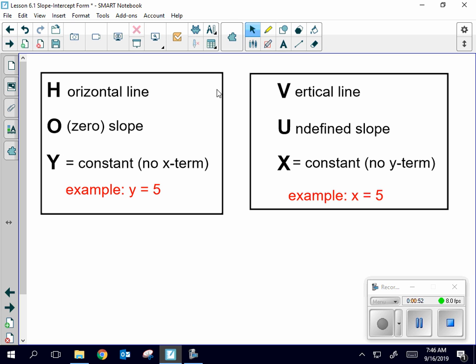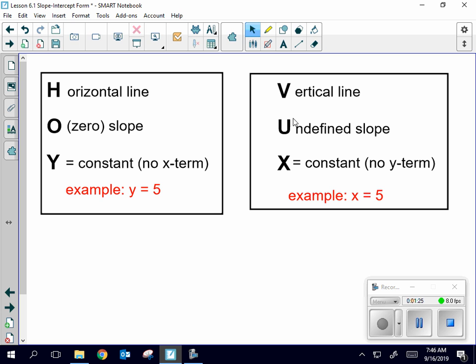HOY and VUX are just some acronyms to help us remember these things. And I have it on my wall. Miss Cahill might have it as well, I'm not sure. But HOY stands for horizontal line. So a horizontal line is going to have a zero slope. We should know that already. And the equation is just going to look like y= a constant, meaning there's no x term. So the example down here, y=5, you can see there's no x term in there. So it would just be y= a number.